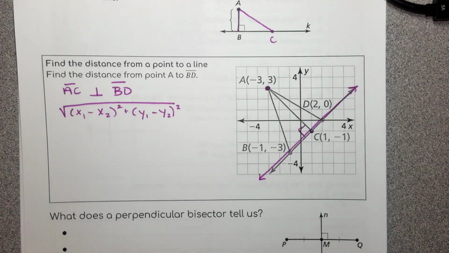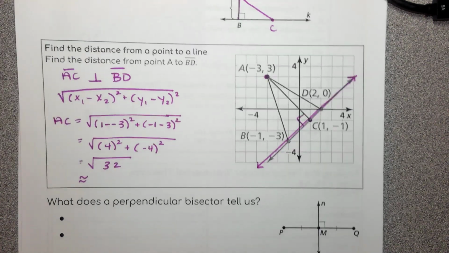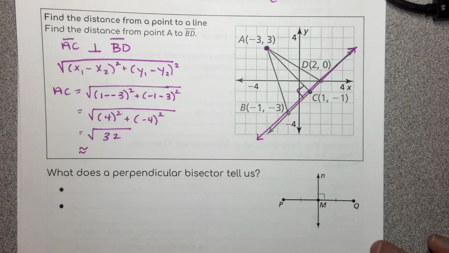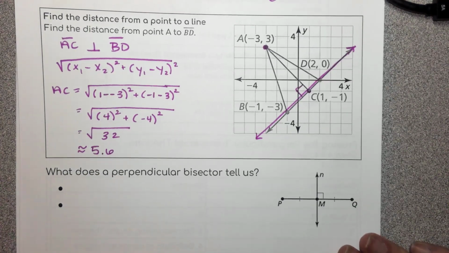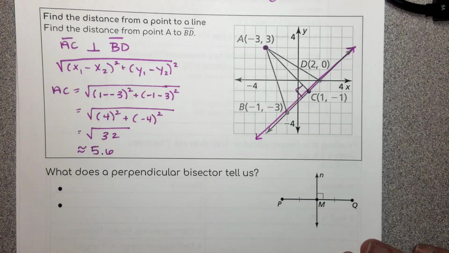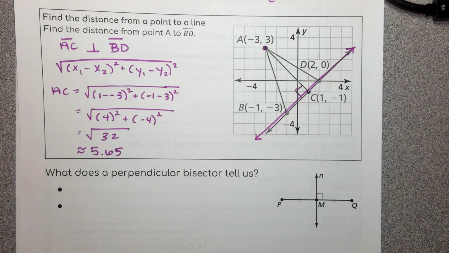All right, so I'm going to leave you B, and you're going to tell me what the distance is between point A and line BD. And tell me what the estimate is. What is the square root of 32? 6 squared is 36, so it has to be less than 6. 5.6. So what's the next decimal? All right, then I'll just leave it with 2 decimals. So 5.7 or 5.65, whatever you want to round to.